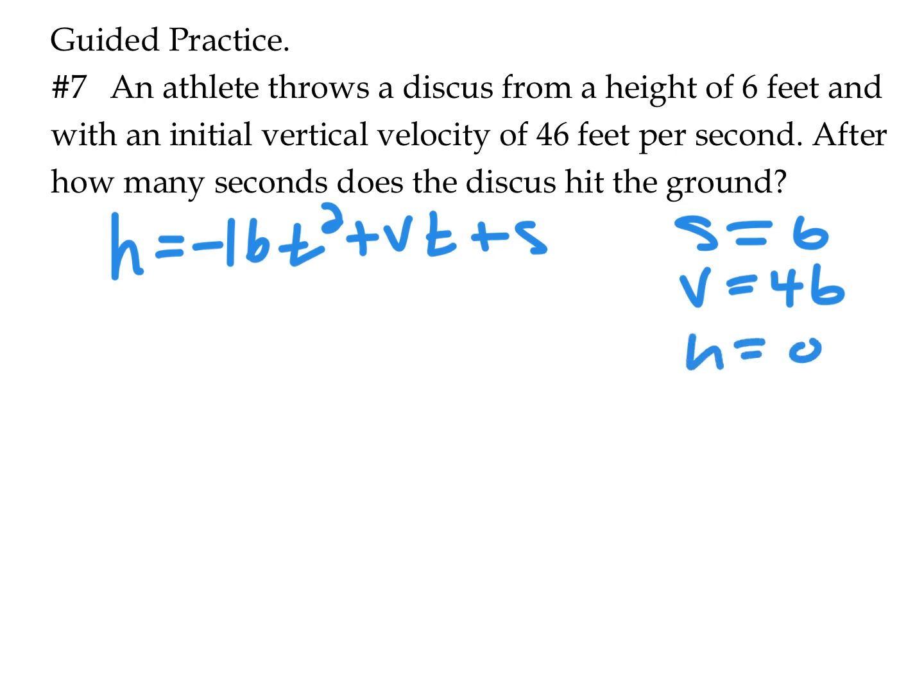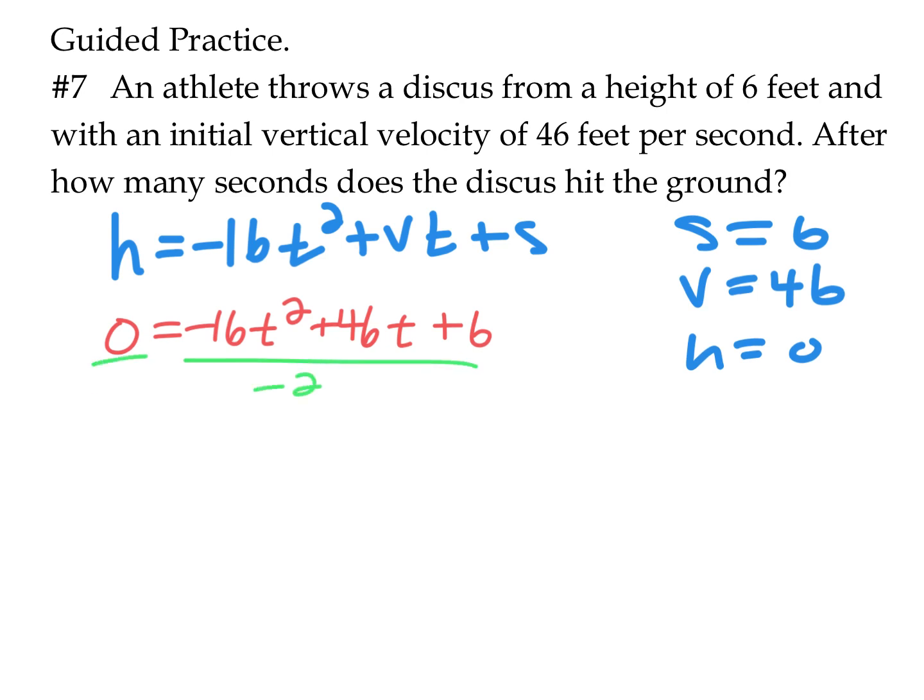So let's fill in that information for this equation, and we're going to get 0 equals negative 16t squared plus 46t plus 6. It's set equal to 0, so we can solve by factoring. The first thing we can do is divide by a common factor, including a negative, because I want to get rid of the negative in front of the 16 if I can do that, which I can. So I can divide everything by negative 2, because there's a common factor of 2 as well. That gives 0 equals 8t squared minus 23t minus 3.